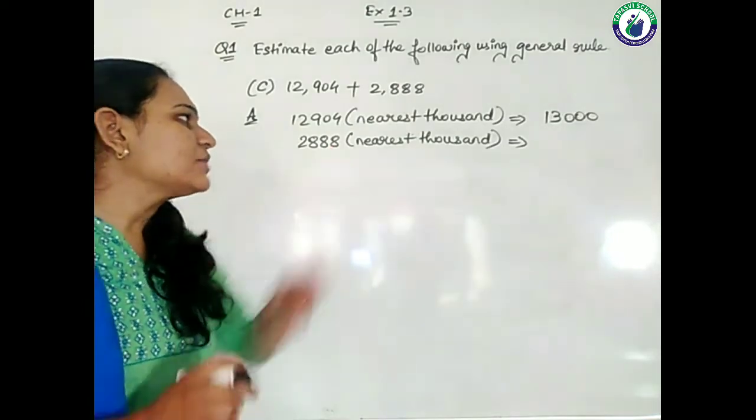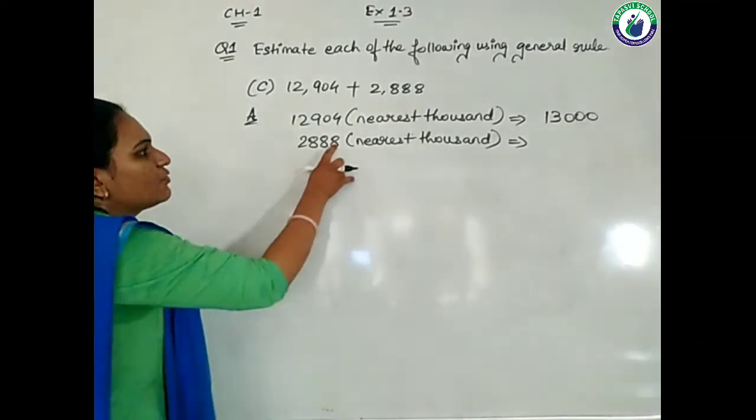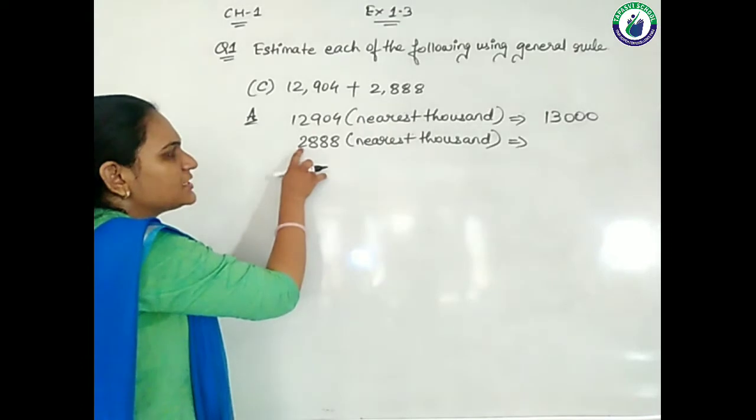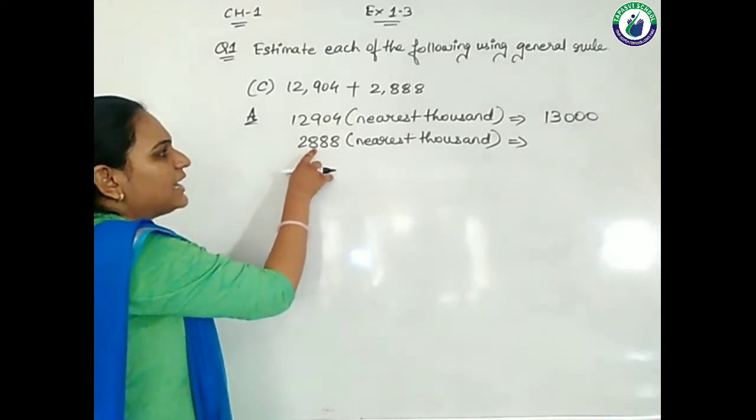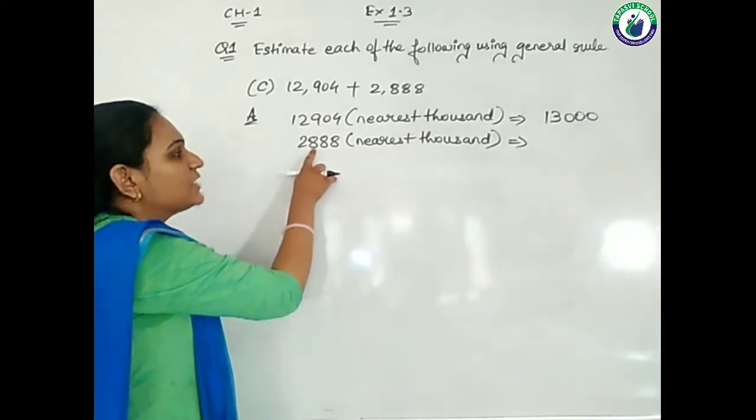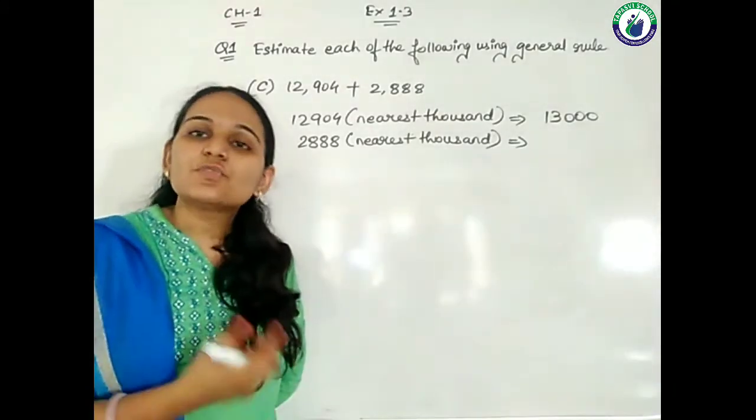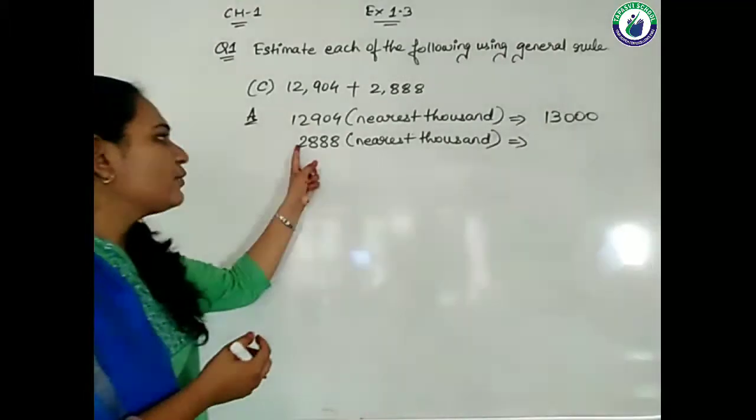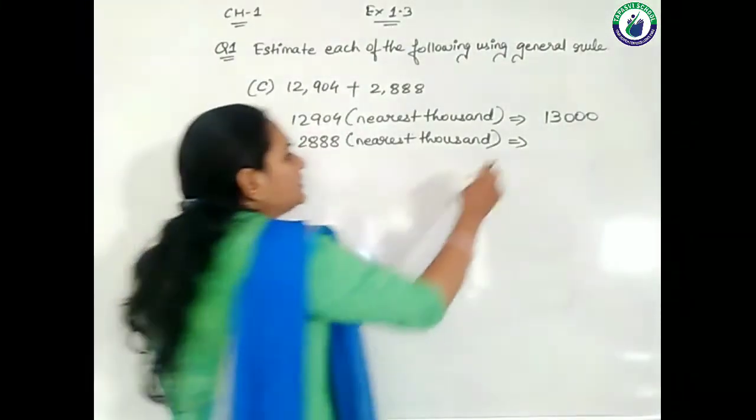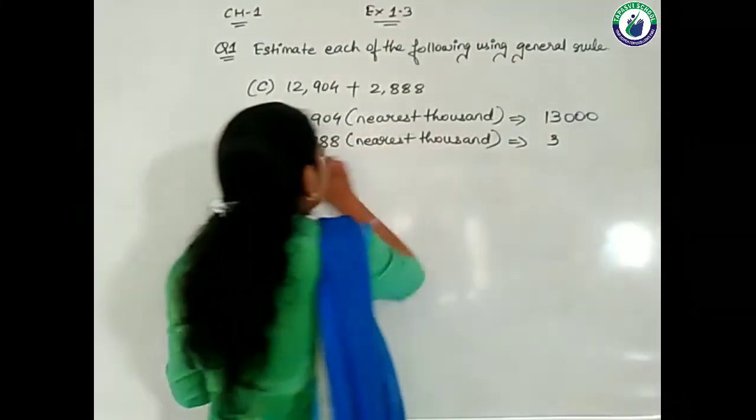2888. Nearest 1000 we want to do, students. So, ones, tens, hundred and thousand. So, this digit we want to round off. Now, the helping digit is this one, right? So, the helping digit is less than 5, equal to 5, more than 5. It is more than 5. So, what we are going to do, students, we are going to add 1 to this 2. So, it will become 3. And the remaining digits will become 0, 0.